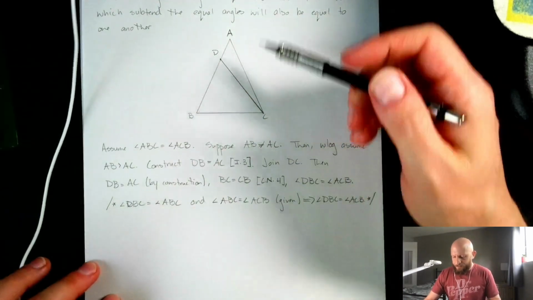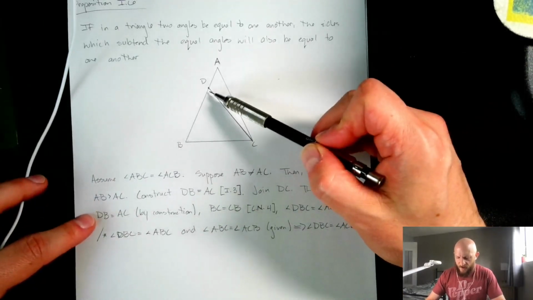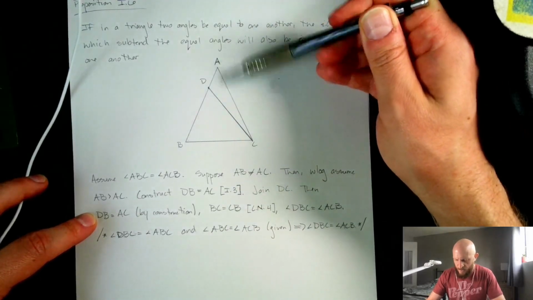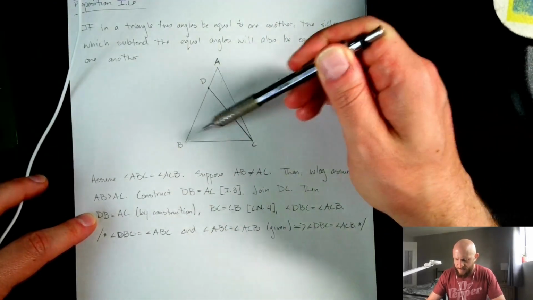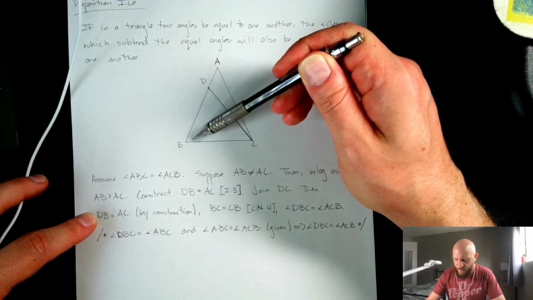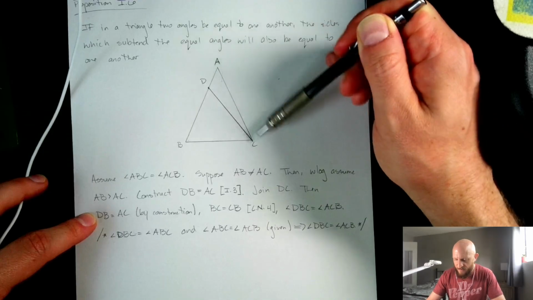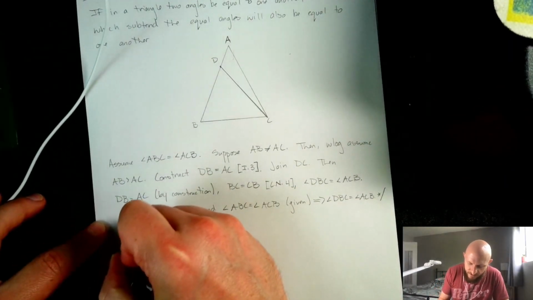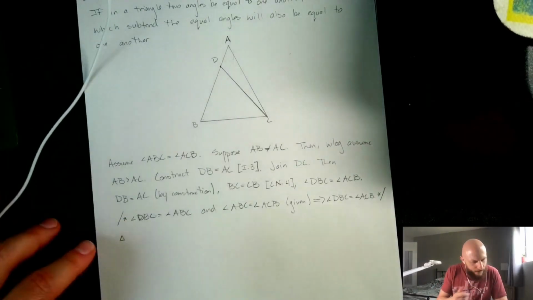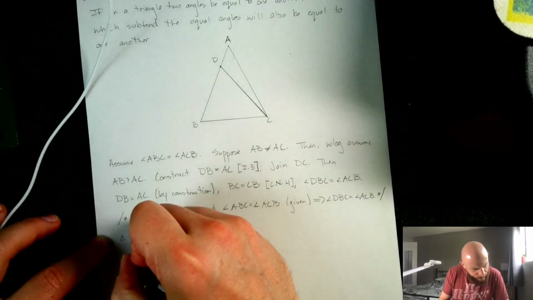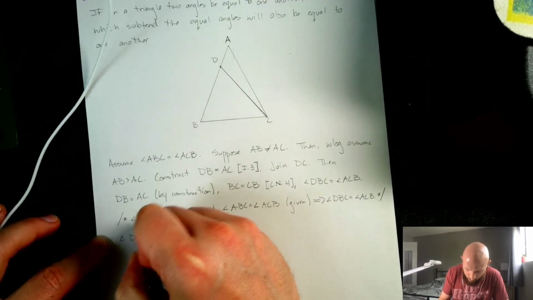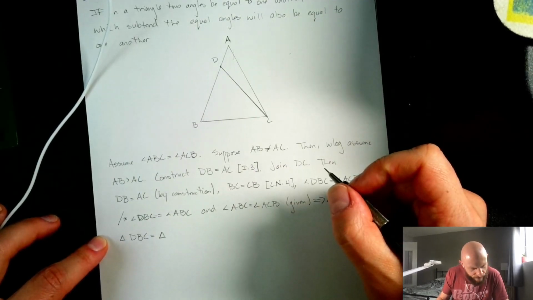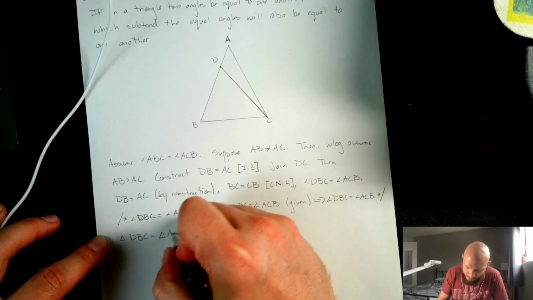All right. So let's look at it on the diagram. We know that DB equals AC. We know that BC and CB are the same, and we know that this angle right in here, DBC, equals angle ACB. So it follows then that triangle DBC equals triangle ACB.